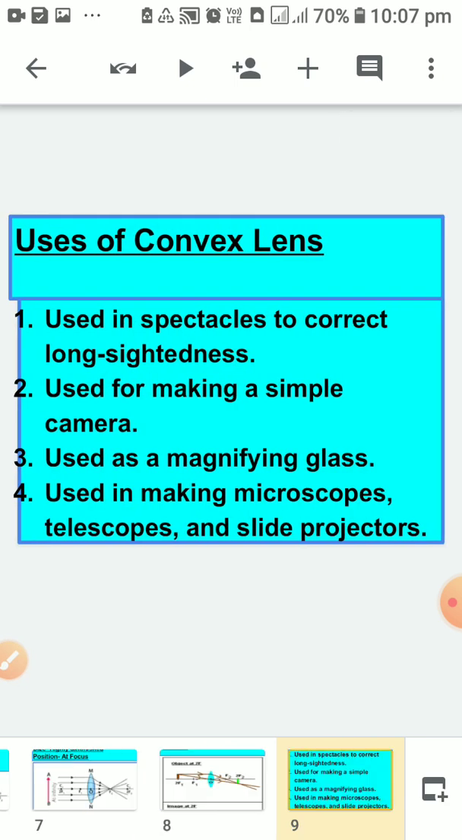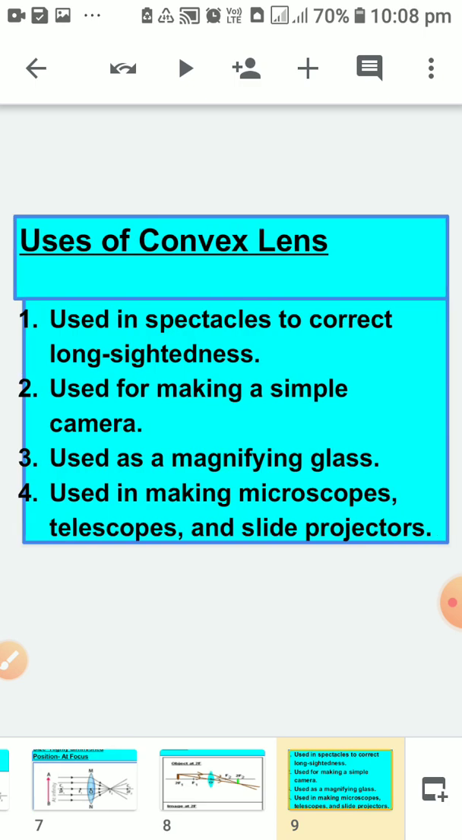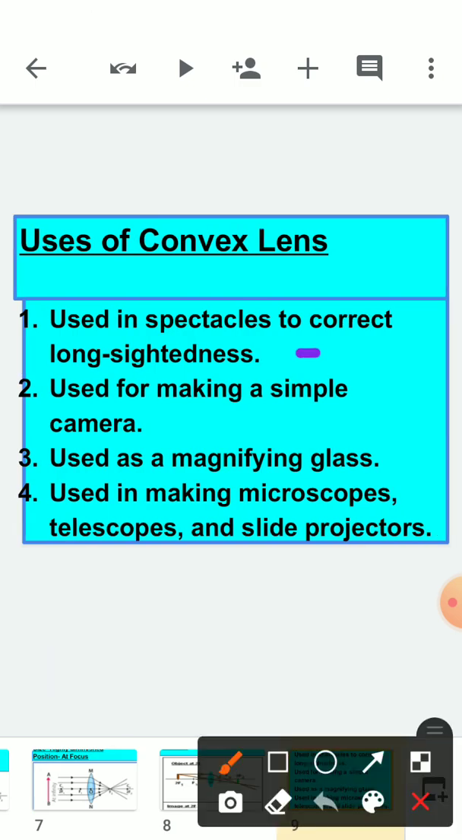Now uses of convex lens. Convex lens is used to correct the defect of eye that is known as long-sightedness, or it is also known as hypermetropia, in which a person is not able to see the nearby objects clearly.